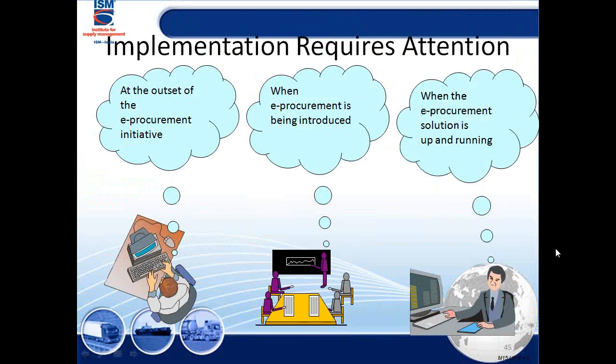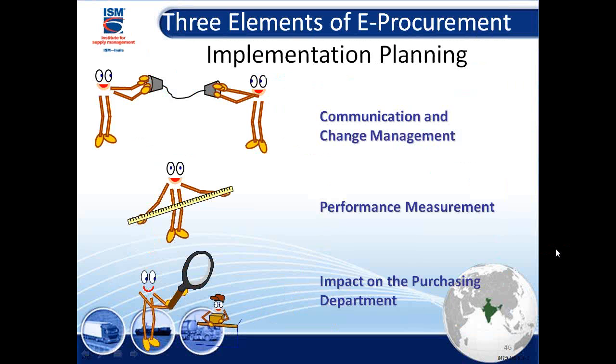Now keep this in mind, the implementation requires attention at the outset of the initiative, when you're trying to introduce it, and when the e-procurement system is running. So what do we do with that? Now the key elements of e-procurement. First, communication and change management. Change is very important.